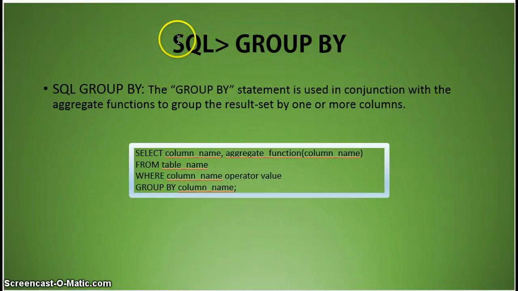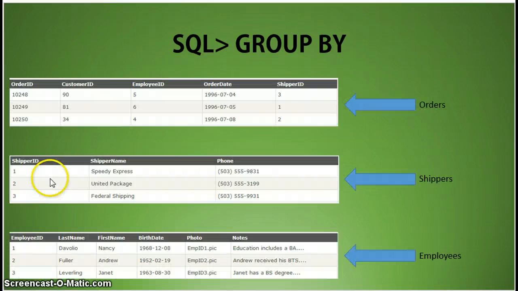Next we move on to GROUP BY. The GROUP BY statement is used in conjunction with the aggregate functions to group the result set by one or more columns. Here's a pretty long one: SELECT column name, aggregate function(column name) FROM table WHERE column operator value GROUP BY column name. I know it's long, let's go look at an example.